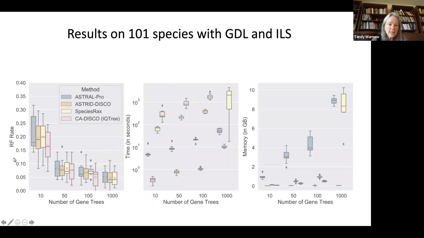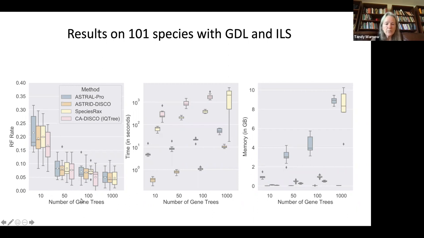And what you can see, again, tree error on the y-axis. Here's runtime, here's memory. Let's stick with the tree error. Astral Pro, Astrid Disco, which is taking the single copy trees from Disco and feeding them into a summary method called Astrid. Species Rex, which was a method developed by Alexis Stamatakis to deal with gene duplication and loss. And concatenation Disco, so you're taking the alignments and concatenating them.